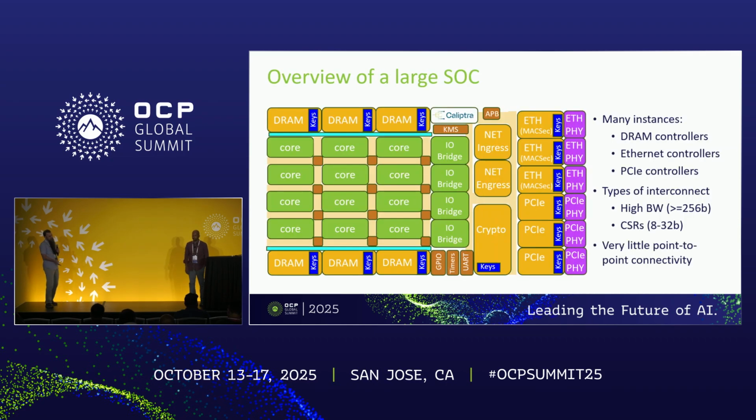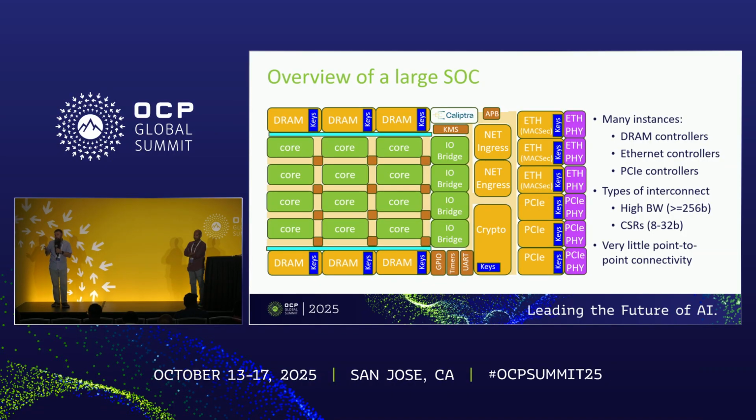So if we were to go to the next slide, here's an example of a very large, fictitious SoC, something similar to what we've built at Marvell many times. You've got a lot of components, right? And all these DRAM controllers are going to need a key. You've got Ethernet MACs, you've got PCIe links, there's a crypto accelerator, there's a need to provision keys to all these things. And so we can generate these keys in Caliptra. We can have a KMS, KMB kind of a thing.